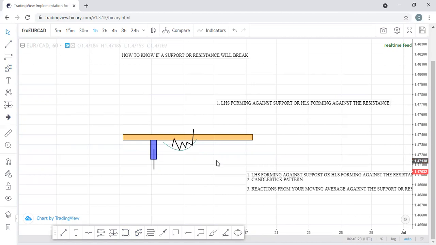And the moving averages you can use are such as the 10 MA or the 22 MA, right? So these are the ways that you can better your trading, right?